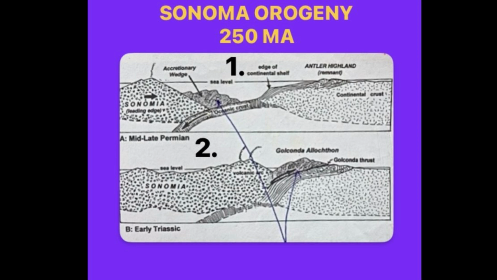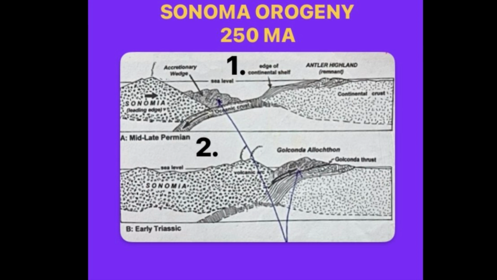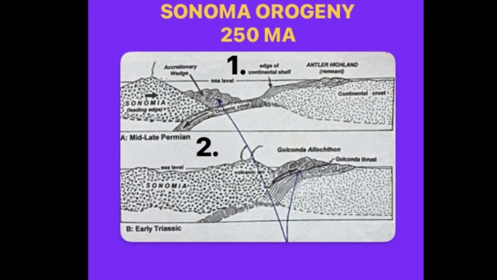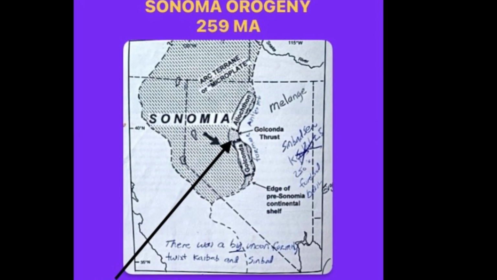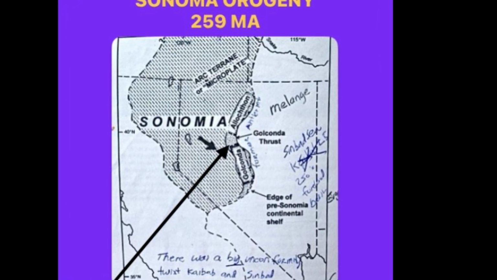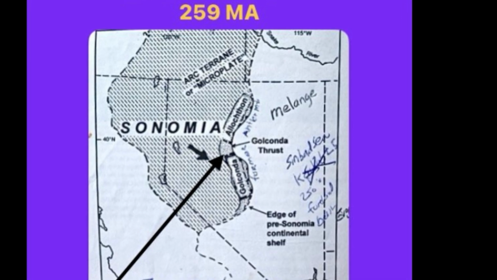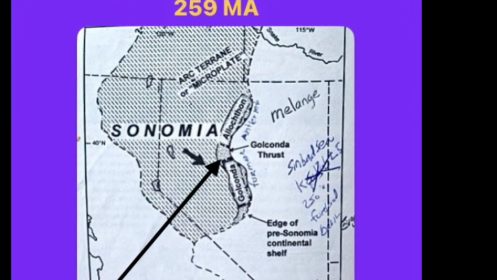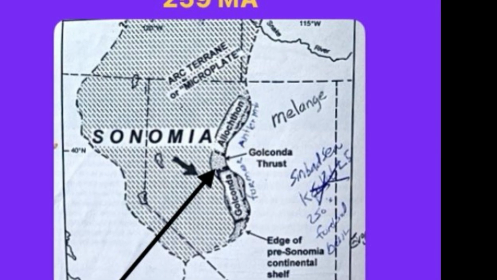This whole package of rocks, which was similar to the Antler rocks, smashed onto the continent and is most evident in what is called the Golconda thrust sheet. But notice here that the Golconda thrust sheet did not come anywhere near where the future Sierra Nevada mountains would be, so it did not contribute sediments to the mountains.